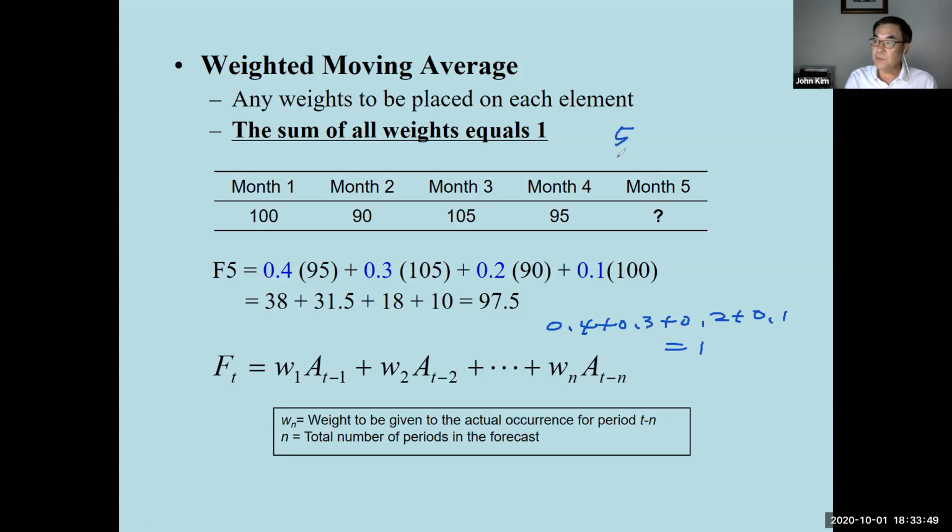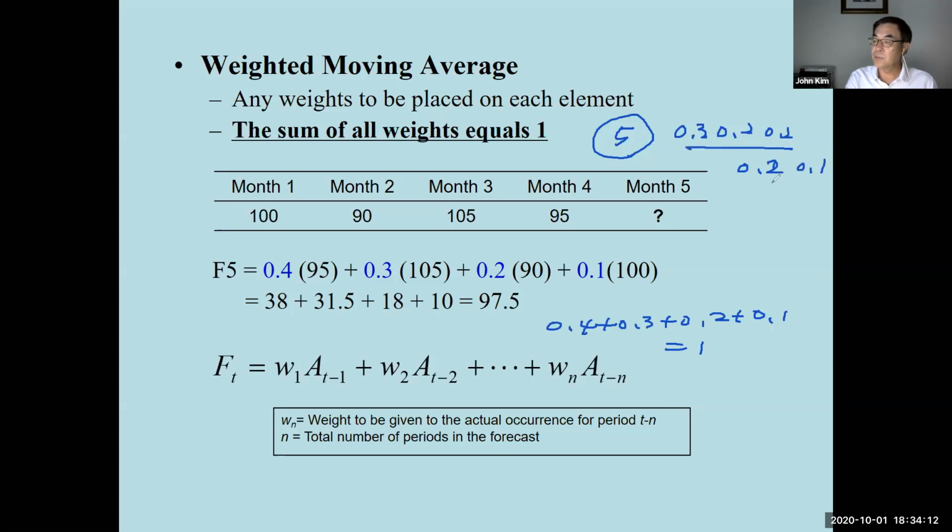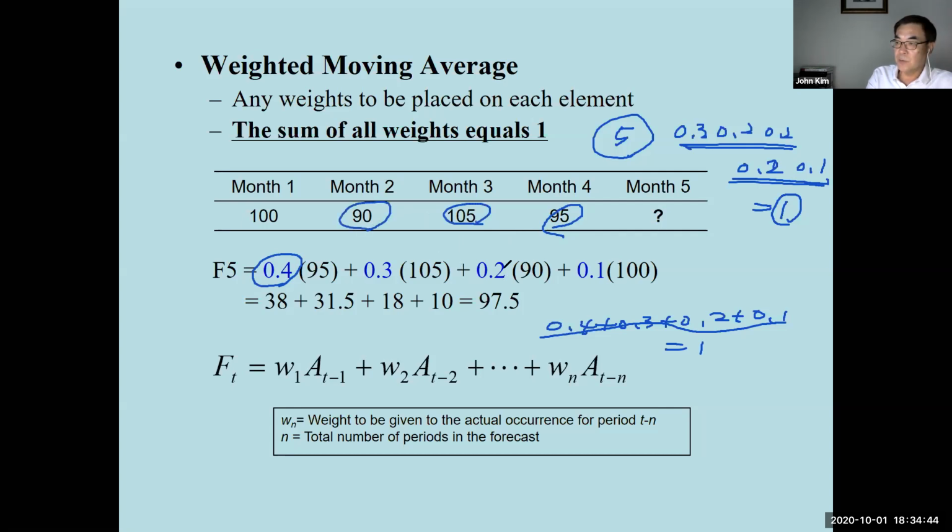And then if we now use 5 terms, then we may give 0.3, 0.2, 0.2, 0.2, and then 0.1, like this. Then 0.3 plus 0.2 plus 0.2 plus 0.2 plus 0.1 equals 1. So anyway, the sum of all weights should be 1. Using these weights, 0.4 weight times this one plus 0.3 times this one plus 0.2 times the next one and so on. So 97.5. This is now a weighted moving average.